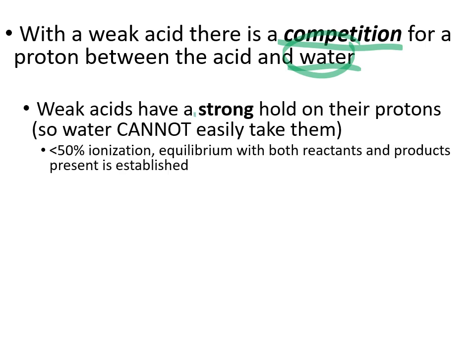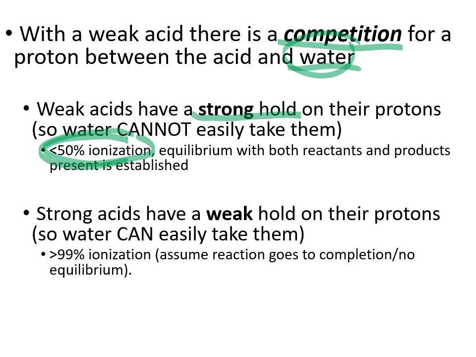So weak acids have a strong hold on their protons. They don't give them up that easily. And if it's something like less than 50% ionization, then we'd say, okay, that's a weak acid. It's got a pretty good hold on its hydrogen ions. Therefore, when you put it in the water, there's not going to be all that many hydrogen ions in that water. However, with strong acids, they have a weak hold on their protons. They let go of those protons very easily. So you put a bunch of them in water, you put 1,000 in there, all 1,000 will let go of their protons. And so we have close enough to 100% ionization. We assume that that reaction goes to completion.